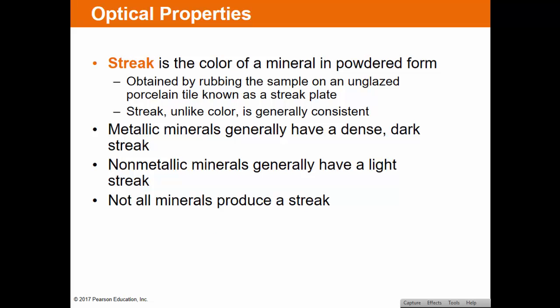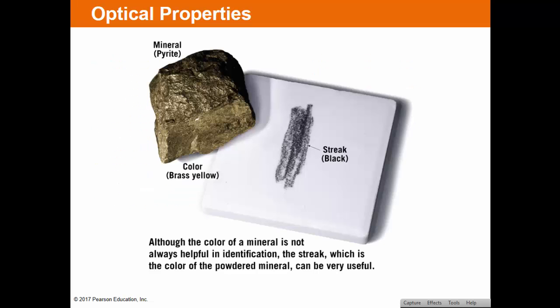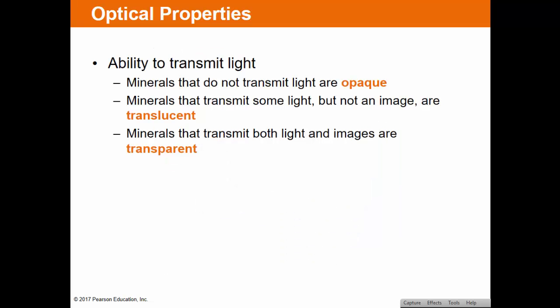Streak is the color of a mineral in its powdered form. So if you can make a mineral into a powder, the color of that powder is actually a pretty good diagnostic property. In order to make a solid mineral into a powder, you can rub it against a sample of unglazed porcelain. Unglazed porcelain, pretty rough, it's called a streak plate, and that streak is pretty consistent. So metallic minerals generally have a dark streak, non-metallic minerals have a light streak. Not all minerals, unfortunately, produce streaks, so you can also tell what type of mineral it is if it doesn't produce a streak. So here's pyrite. You rub it against it, it gives a nice black streak. So the color may not be helpful in identification. The streak is oftentimes very helpful in identifying different minerals.